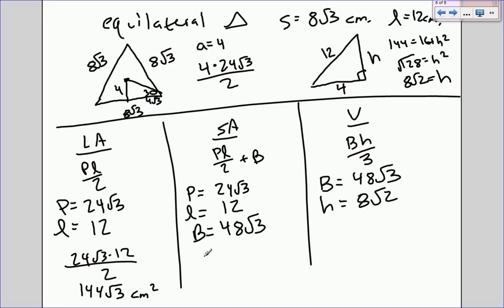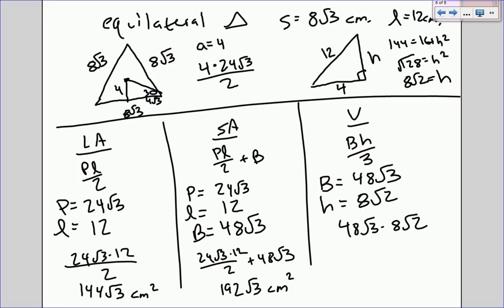And now we just plug in and finish this off. 24 root 3 times 12 over 2 plus 48 root 3 gives you 192 square root 3 centimeters squared. Here you're going to do 48 root 3 times 8 root 2. So 48 times 8 gives you 384 square root 6 divided by 3. Don't forget to divide by 3, which gives you 128 root 3 centimeters cubed for the inside. So that's a way, if I give you the slant height and the base, to figure out what the height is: use that special triangle that we learned about inside of a pyramid.